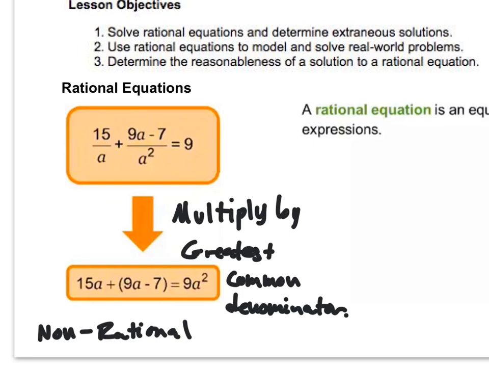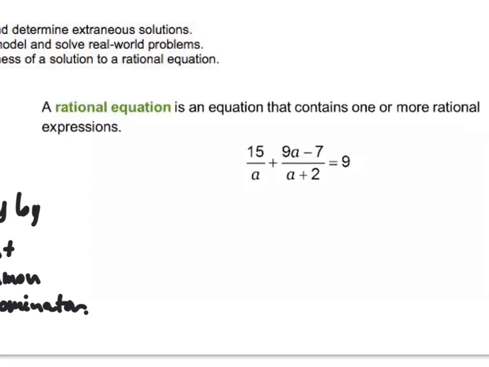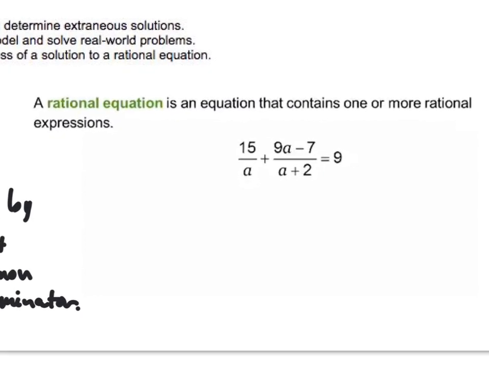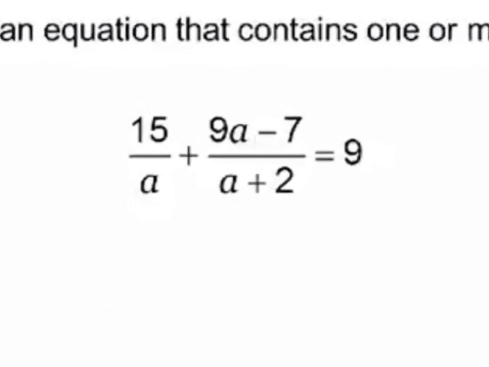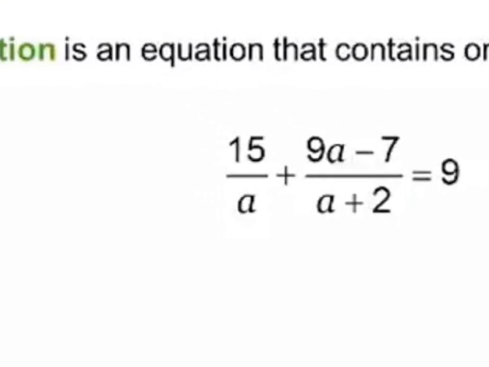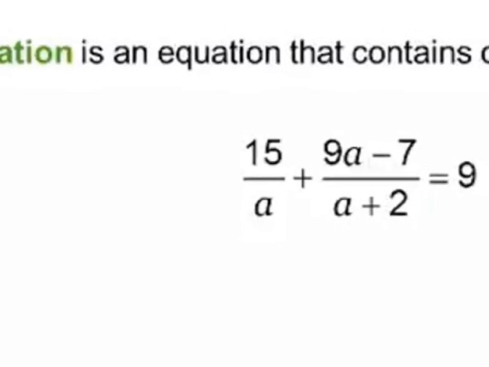I don't always do it, but it depends on what you're given as far as the equation goes. So a rational equation is an equation that contains one or more rational expressions, okay? And so you have this rational equation down here. Now, what we want to do is solve this equation for A, all right? So I'm going to zoom in on this.